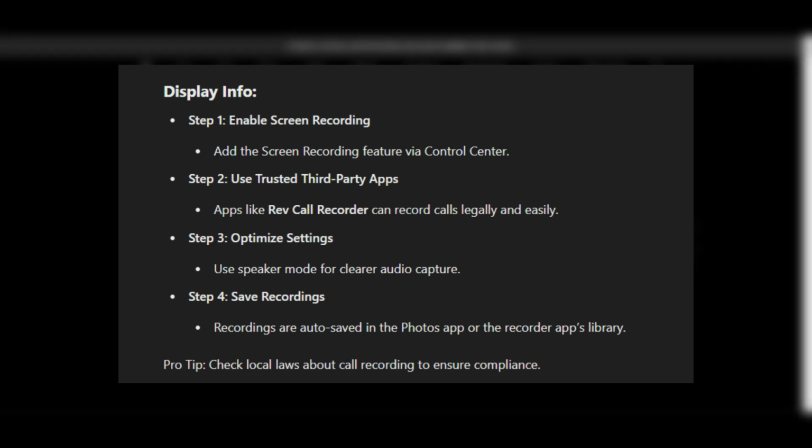First, enabling the screen recording. Go to Settings, Control Center, and then Customize Controls. Here you have to click on Add Screen Recording.